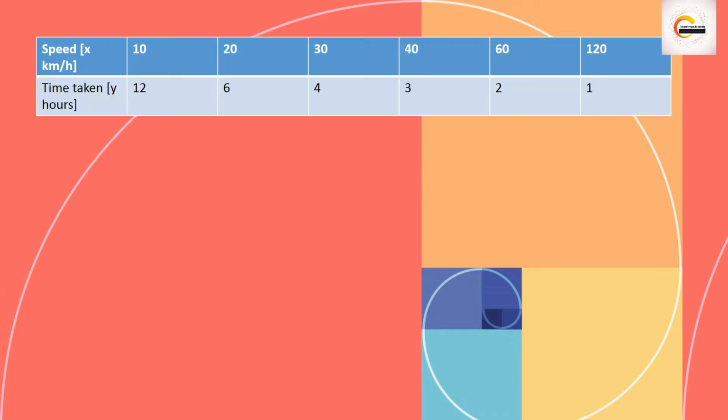For inverse proportion, let's consider this table number 2. I haven't written the number, but okay. So this table shows the time taken for a car to travel a distance of 120 km at different speeds. So x represents the speed and the time taken represents y in hours.